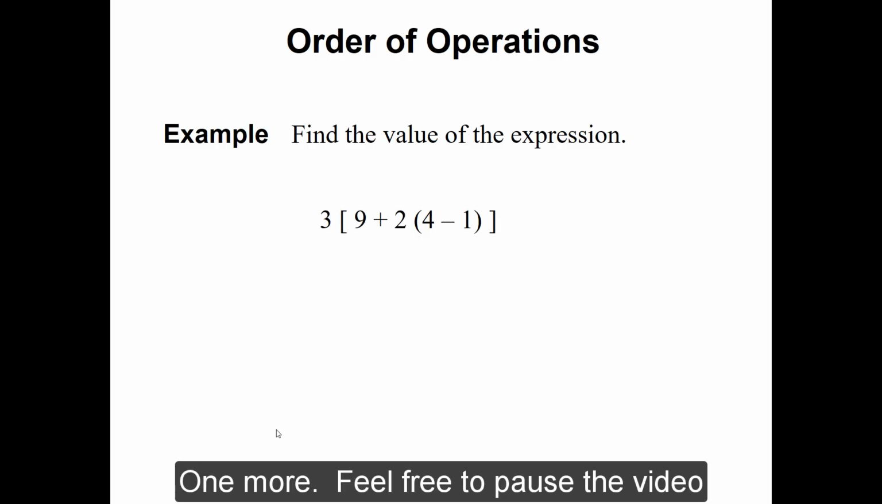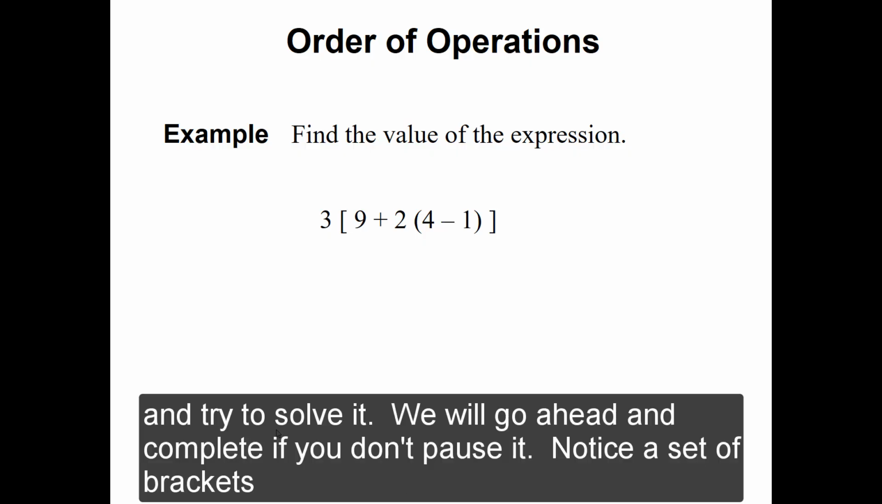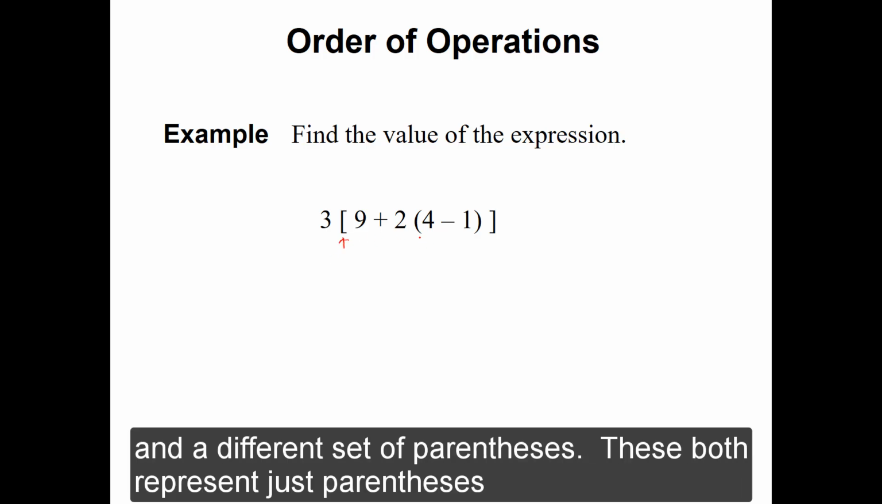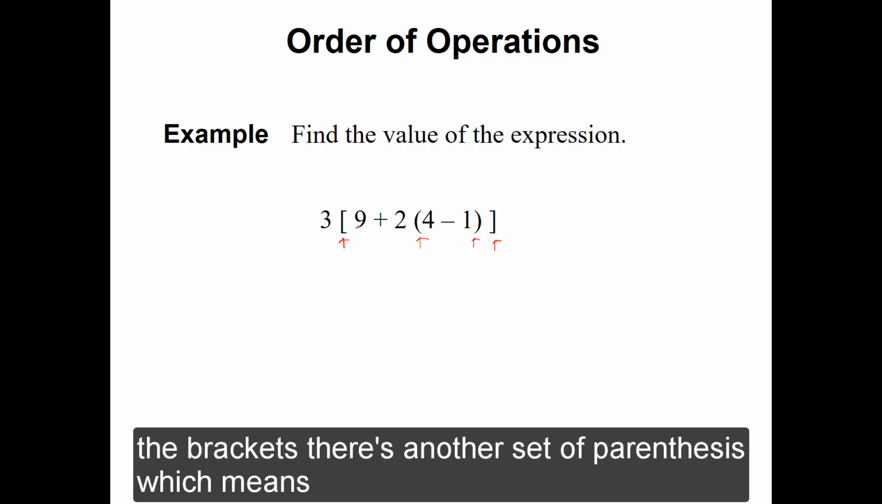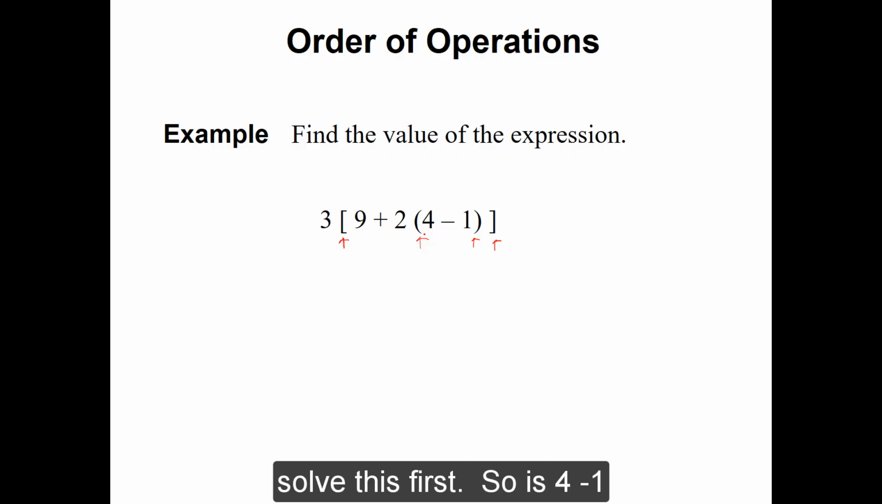Here's one more. Feel free to pause the video and try it, but we'll go ahead and complete it if you don't want to. Now notice we have a set of brackets and a different set of parentheses. Okay, these both represent just parentheses. So the brackets are the outer parenthesis, which means we're going to go into that first, and within the brackets there's another set of parentheses, which means we go to this first. And so this 4 minus 1 will be the first operation that we do.